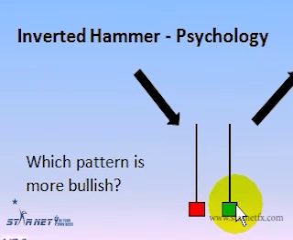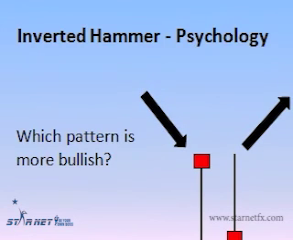So you can see in the example on the video that the bears were able to drive price lower in the red body, indicating greater bearish strength. So while both a red and a green inverted hammer are bullish reversal patterns, the pattern is considered slightly more bullish if it's green and slightly more bearish if it's red.